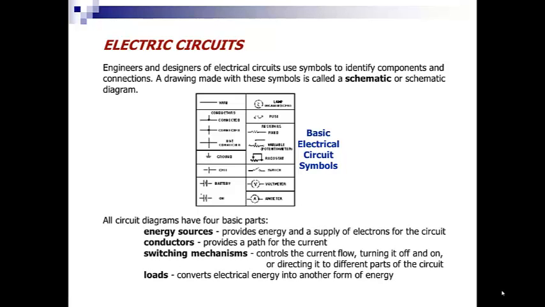All circuit diagrams have 4 basic parts. They have an energy source, which provides energy and a supply of electrons to the circuit; conductors, which provide a path for the current; a switching mechanism, which controls the current flow, turning it off and on, or directing it to different parts of the circuit; and loads, which convert electrical energy into other forms of energy.